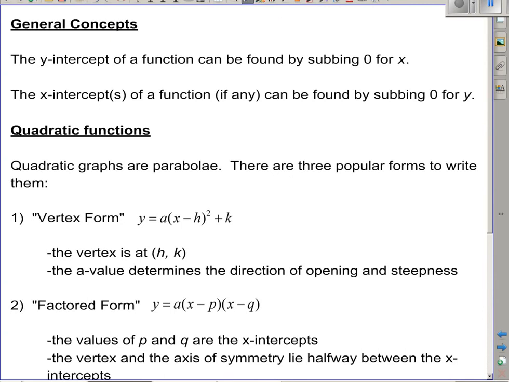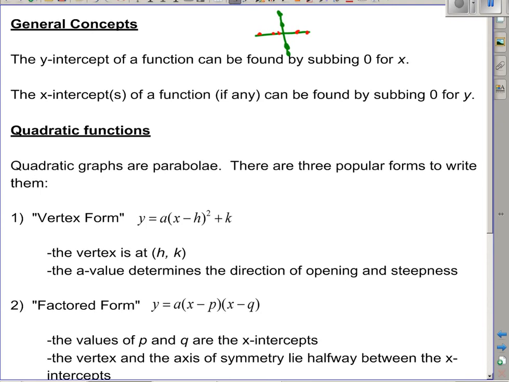General concepts you need to be real clear about. The y-intercept of a function is going to be here, or here, or here, or here. That's always where x equals 0. The x-intercepts of a function, if they exist, can be found by subbing in 0 for y. By the same token, if I want to find x-intercepts, wherever we touch the x-axis, we have a y value of 0.